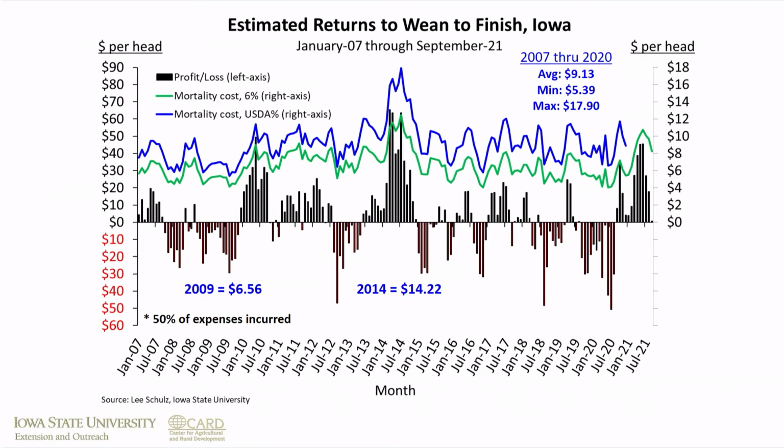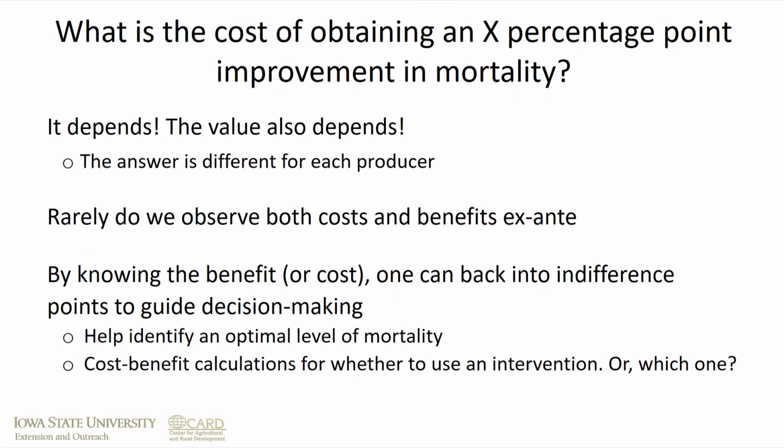Now, just changing the percent mortality, so that's why I put the green 6% in here, obviously lowers that, but it still reacts to all those major factors that I've already talked about. The hog price, the feed cost, and those primary factors.